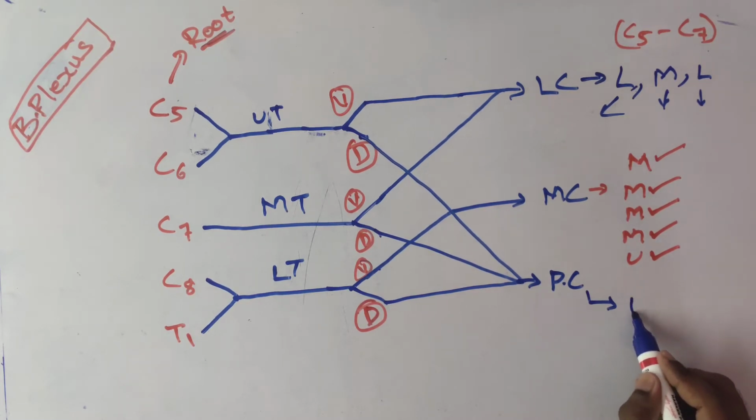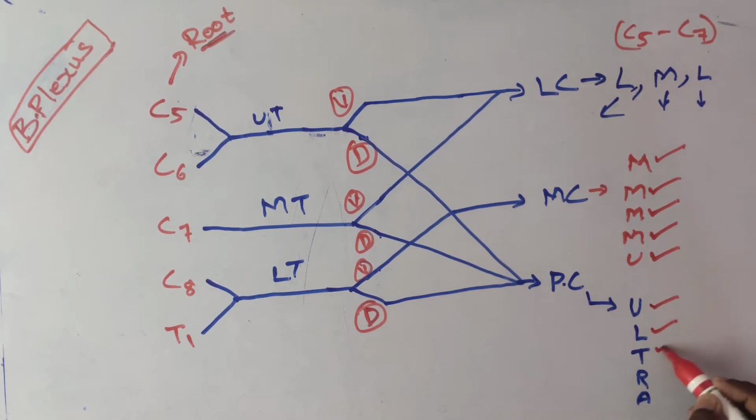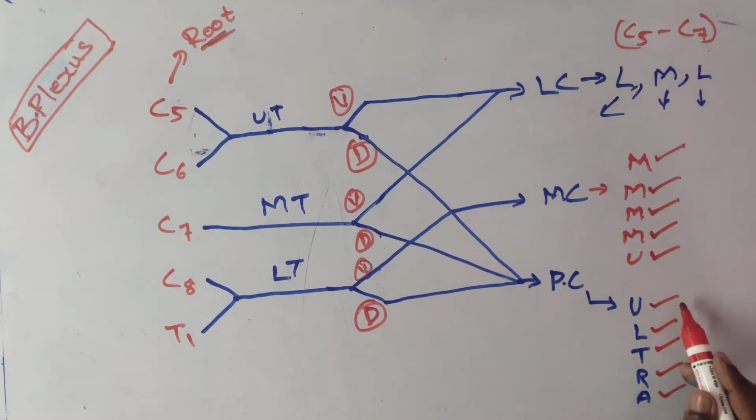The mnemonic of it is ULTRA. These are the 5 nerves that are included in the posterior cord: upper subscapular nerve, lower subscapular nerve, thoracodorsal nerve, radial nerve, and axillary nerve. These are the five nerves that arise from the posterior cord.